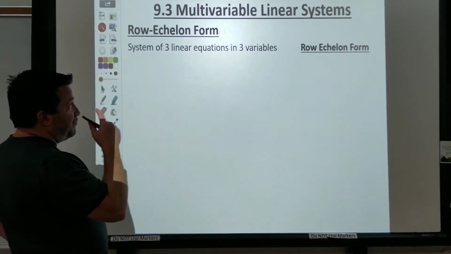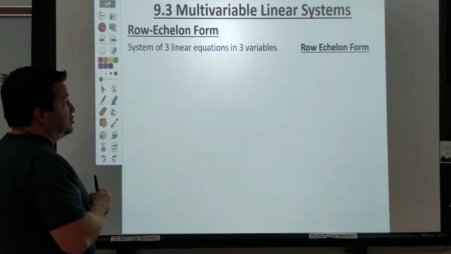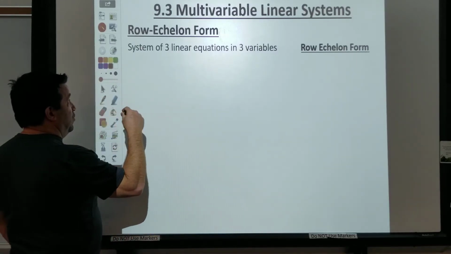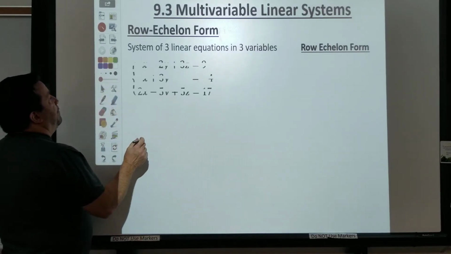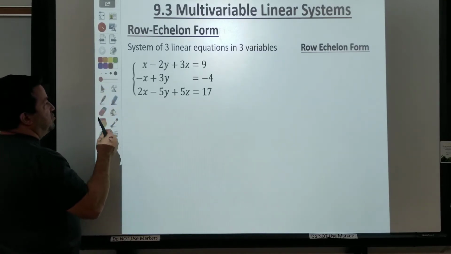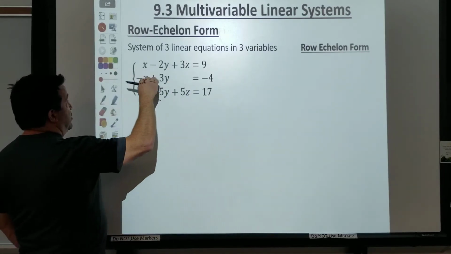So we need to talk about a couple of things, like what is row echelon form, why do we want to put it in this form, and how is that helpful? Row echelon form is where you take a system of equations. So in this case, I've got three equations, three variables. So this one has x, y, and z.